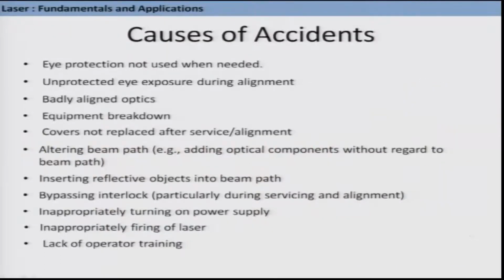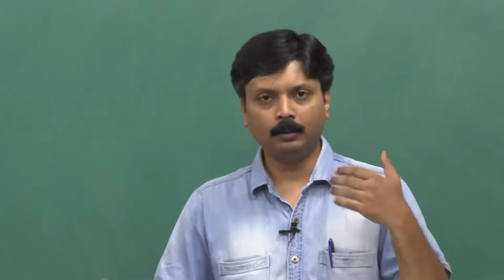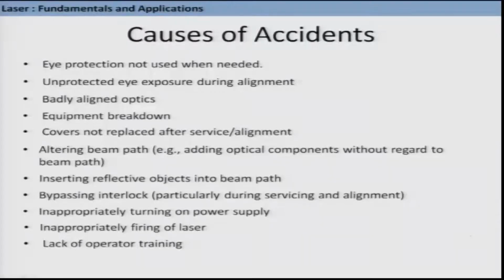So there are several causes of accidents from laser. Sometimes people do not wear eye protection, or sometimes the optics on the table are not properly aligned, so the misaligned beam goes in a direction where it is not supposed to go, and someone can meet with an accident. Sometimes the equipment breaks down and then it misfires.